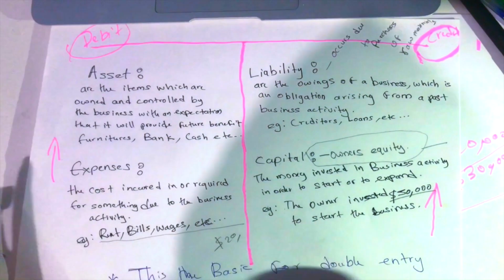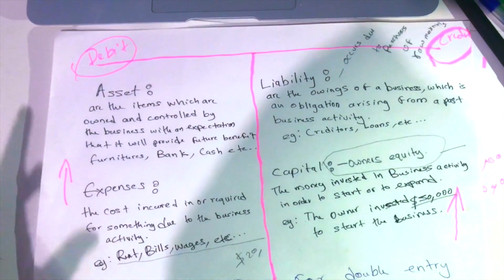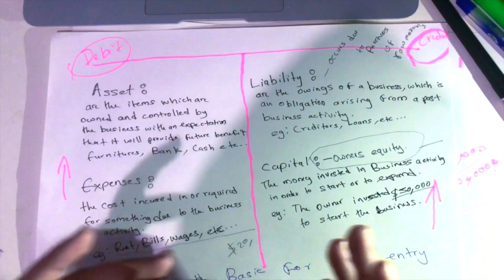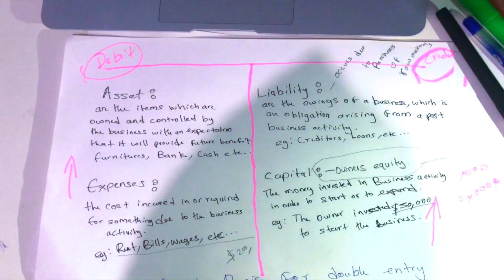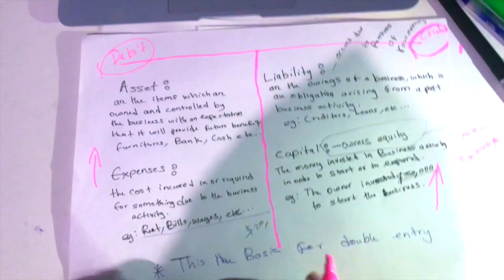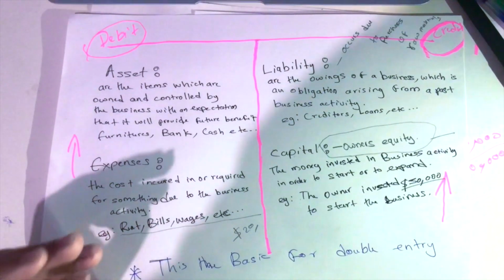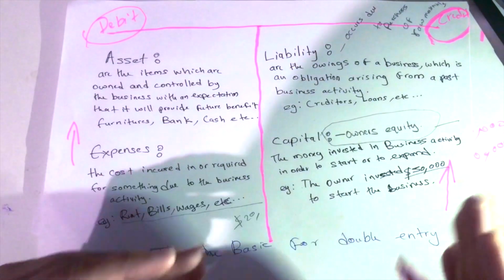So simply, we have started how to classify these things and the basic accounting items. So now we know that this is the basis for the double entry system. Next, we can look into the double entry system in my next video.